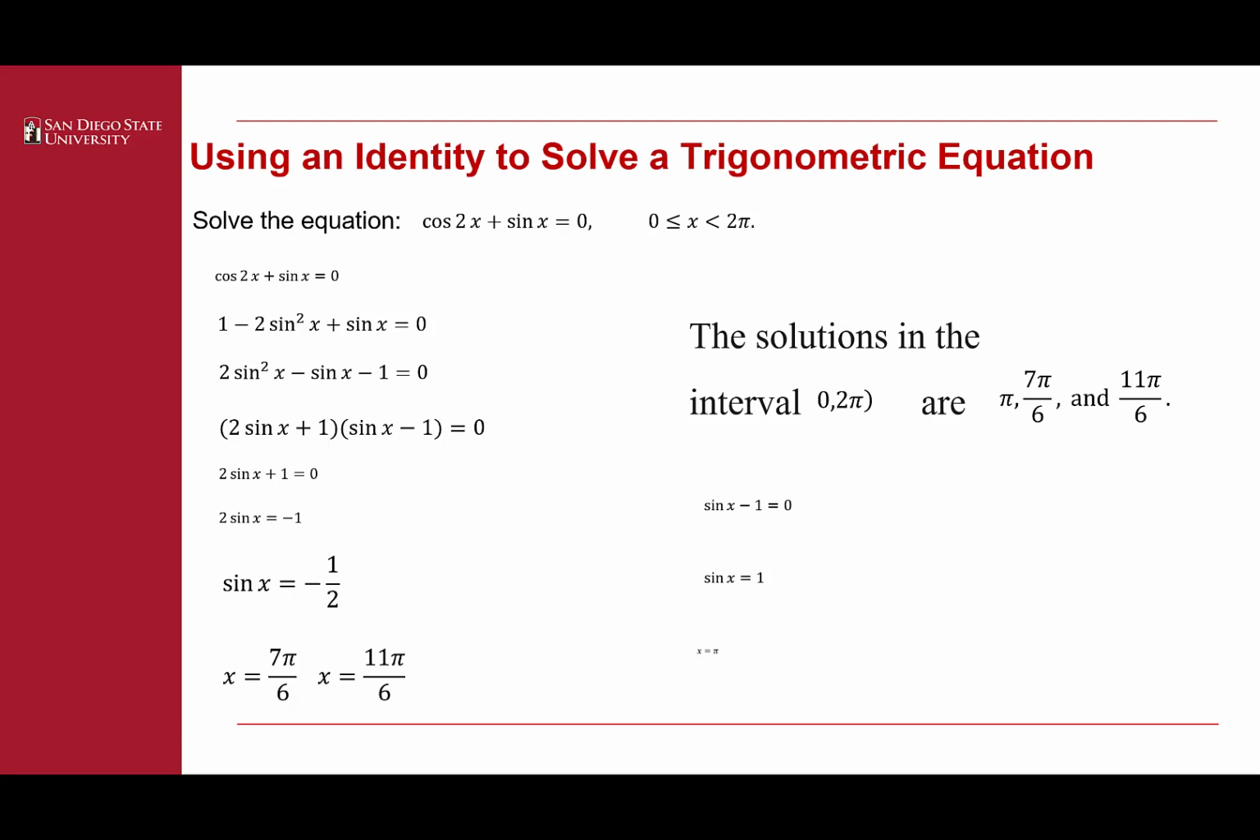We get 2 times sinus square x minus sinus x minus 1 equals to 0 if we multiply both sides with minus 1. And if we factor this term, we get 2 times sinus x plus 1 multiplied by sinus x minus 1 equals to 0. In one solution, we get 2 times sinus x plus 1 equals to 0, and 2 times sinus x equals to minus 1, and sinus x is minus 1 over 2. And the angles that give minus 1 over 2 are 7 pi over 6 and 11 pi over 6.